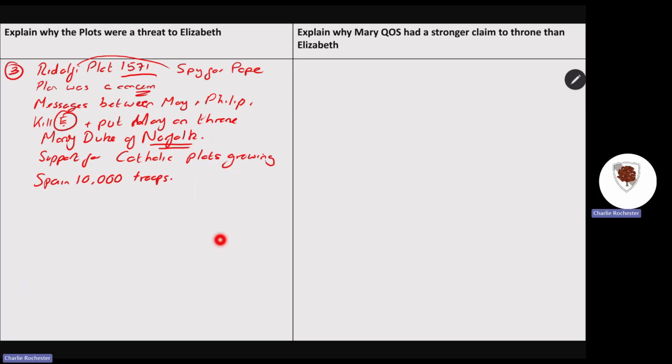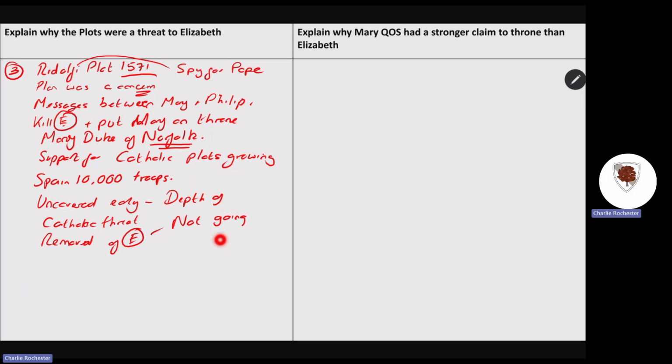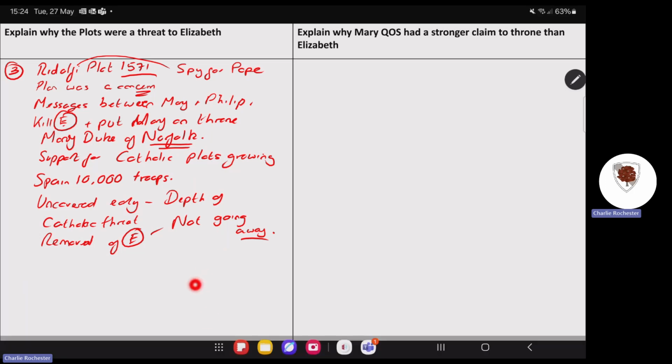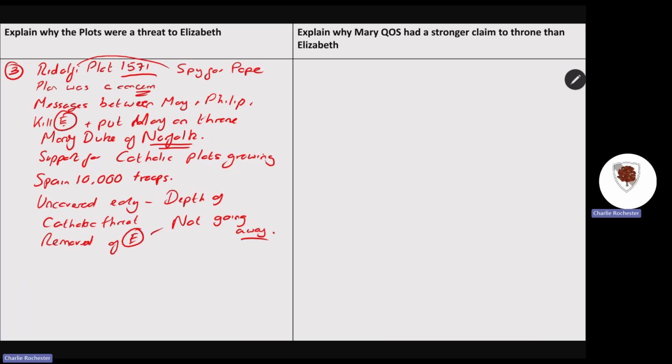Now, the key thing about this is that even though it was uncovered early, it shows the depth of Catholic threat. It shows that the removal of Elizabeth was not going to disappear. It wasn't going away. So plots were a continued threat throughout Elizabeth's reign, until, of course, the Babington plot, which we mentioned previously.